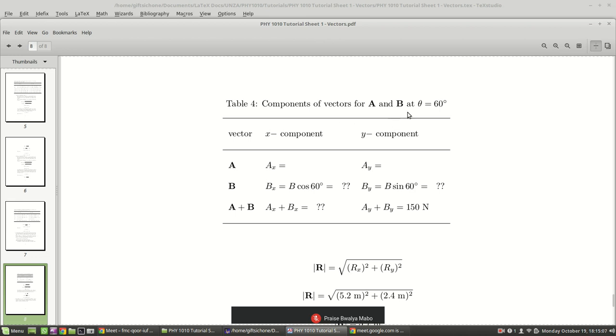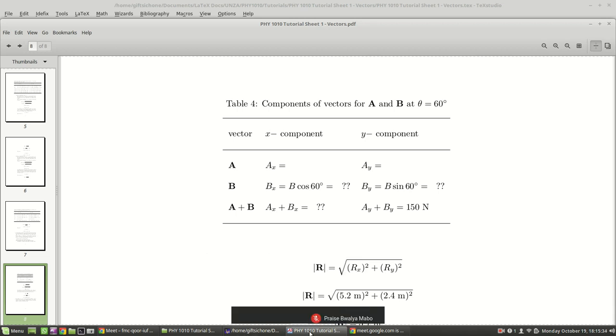So we know that B makes an angle of 60 degrees. We don't know the size of B, but we know it makes an angle of 60 degrees. So the x component of B is going to be equal to B cos 60 degrees. The y component of B is By equals B sine 60 degrees. Exactly how much that is, we do not know yet, and that's what we're trying to find out.